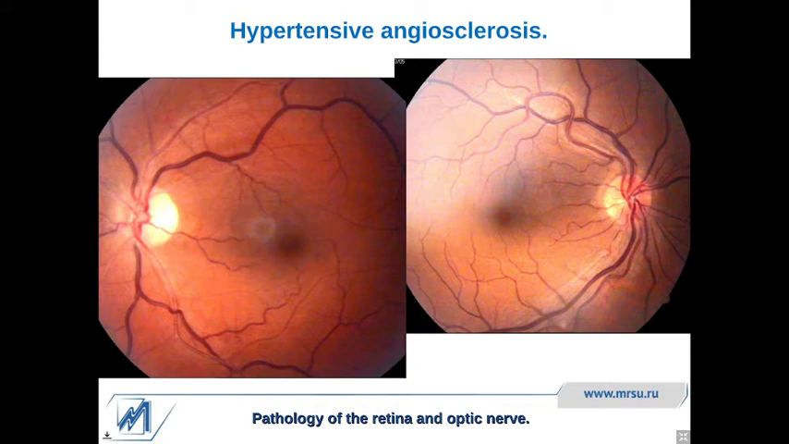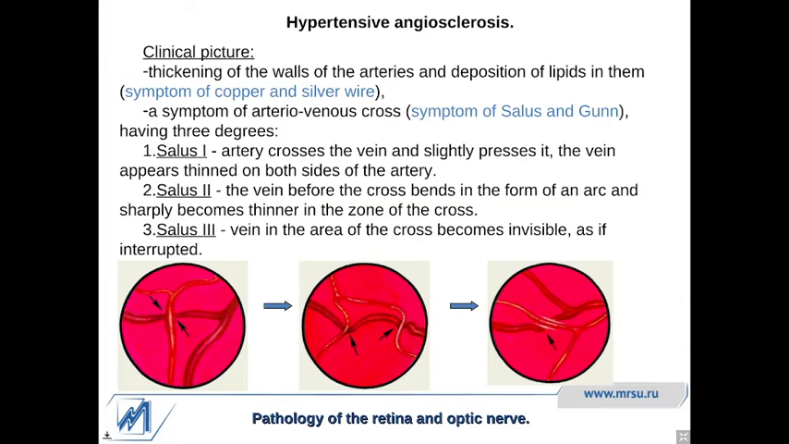In the next stage, hypertensive angiosclerosis, we see the next clinical picture. It is thickening of the walls of the arteries and deposition of lipids in them, the symptom of silver wire. A symptom of arteriovenous cross, you see this symptom in the picture. It is the symptom named after Salus and Gunn.